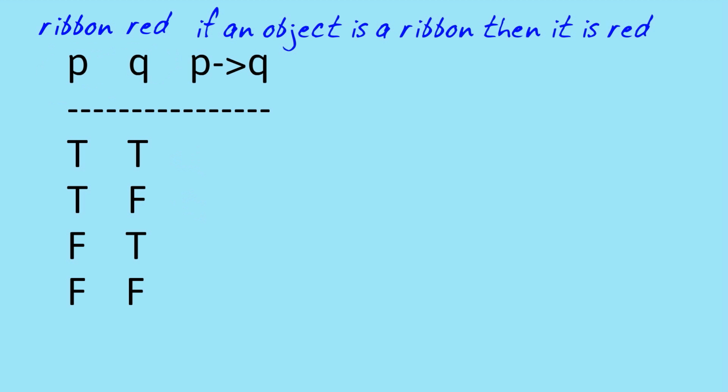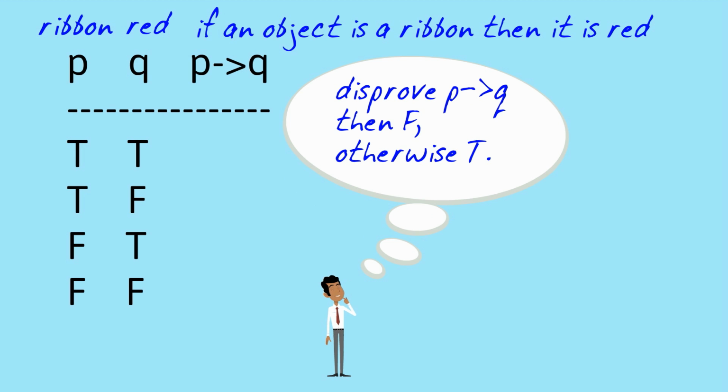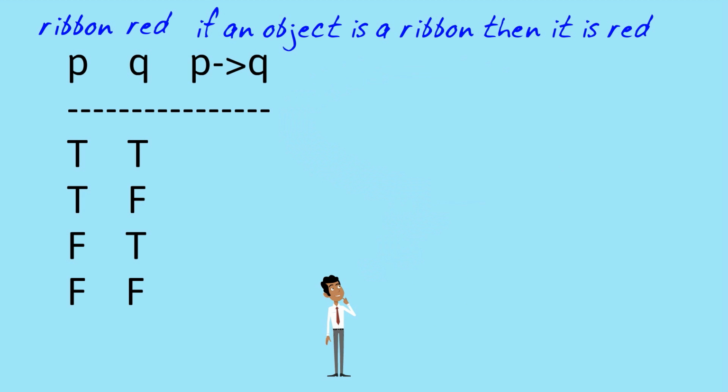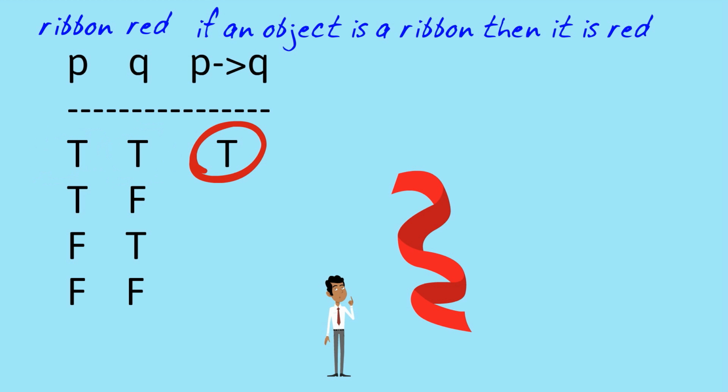So we're now going to look through the four cases, and if what we see in front of us disproves ribbon implies red, or P implies Q, well then we're going to put false, but otherwise we're going to put true. So we're walking along and we see, first up, a red ribbon. So P is true and Q is true. So this is the first row of our truth table. And so does this occurrence, this red ribbon, does this support or disprove the statement that, if you like, all ribbons are red? Well, it does. It does prove it, and so we'll put true there.